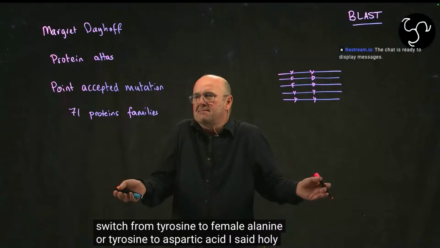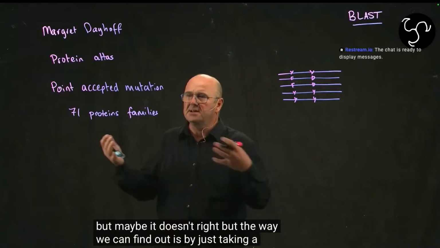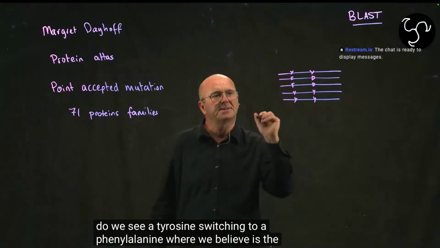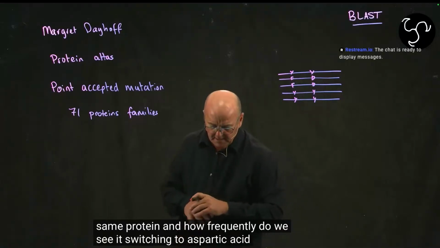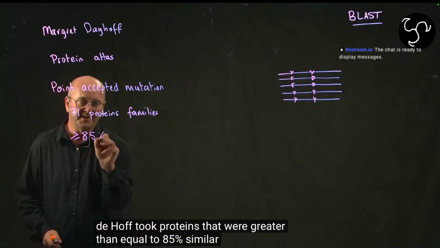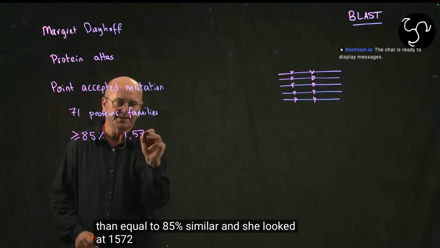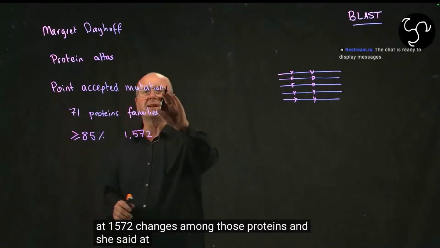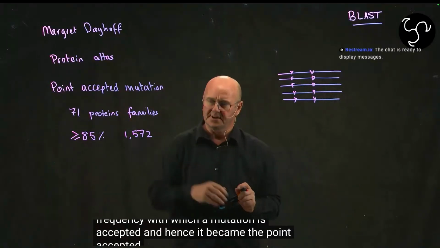I said, holy moly, that's going to break my protein, but maybe it doesn't, right? But the way we can find out is by just taking a look at evolution and saying, how frequently do we see a tyrosine switching to a phenylalanine where we believe it's the same protein, and how frequently do we see it switching to aspartic acid? So Dr. Dayhoff took proteins that were greater than or equal to 85% similar, and she looked at 1,572 changes among those proteins. And she said at each point, this is the frequency with which a mutation is accepted, and hence it became the point accepted mutation table.